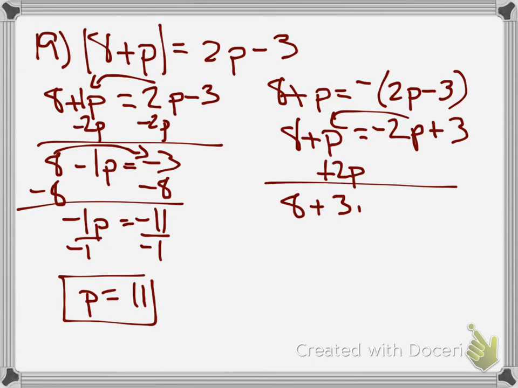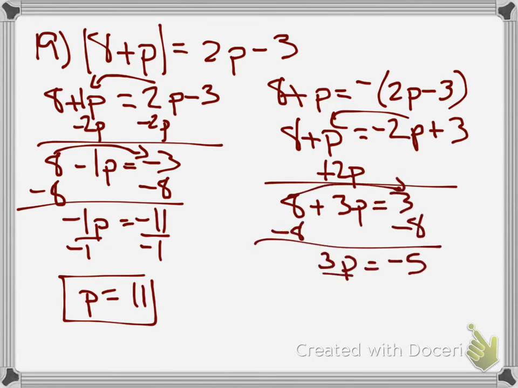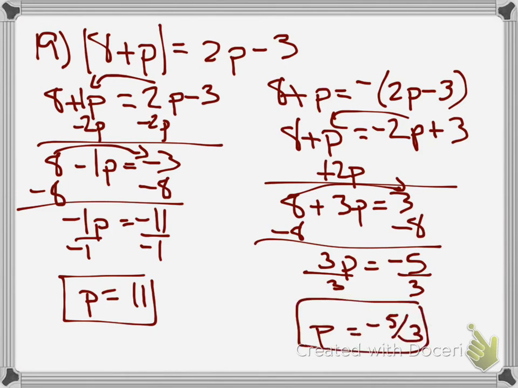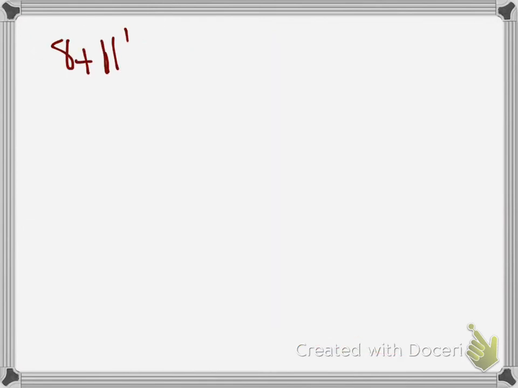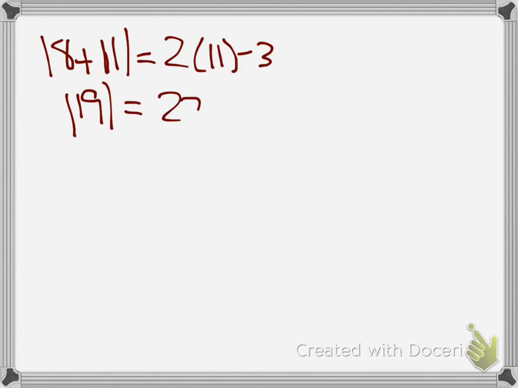Again, variables to the left, numbers to the right. Plug it in, and you get -5/3. Okay, so there's that. Then I need to check them. So here's me checking them, putting 11 in for the P, and then I'll put in the -5/3.